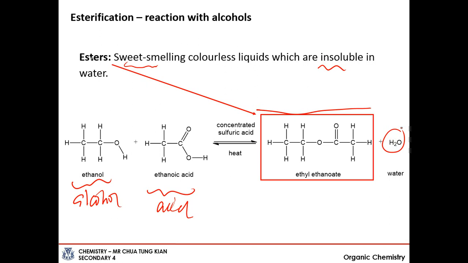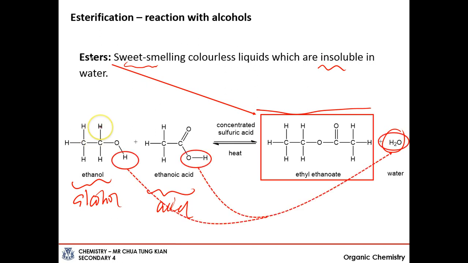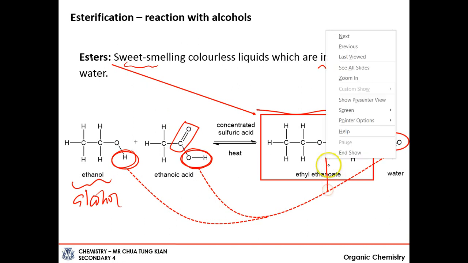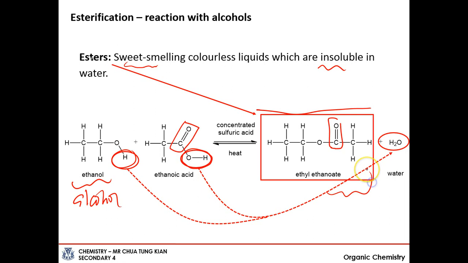So let me decipher this equation step by step. If you take a look here, the water actually comes from the H of the alcohol and the OH of the acid. So over at this molecule here, if you take a look, the CO part here is over here, which means that this part here is actually from my acid, and this part here is from my alcohol. Okay, take very special note.